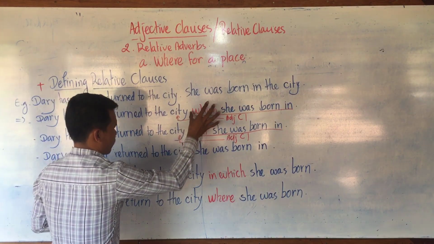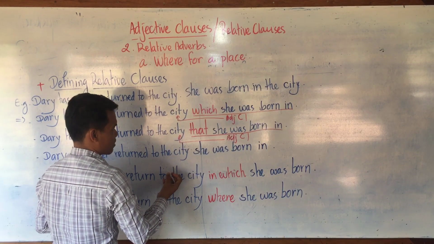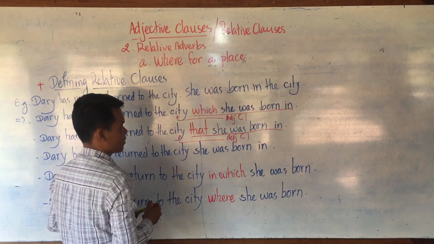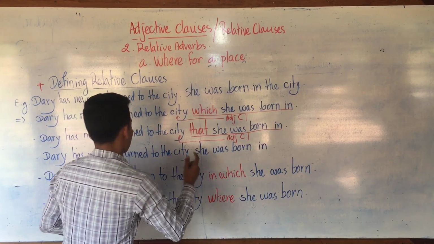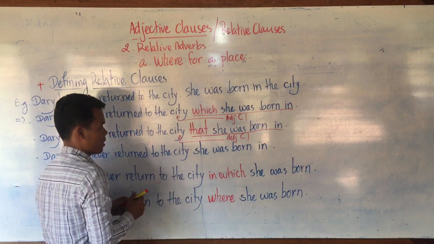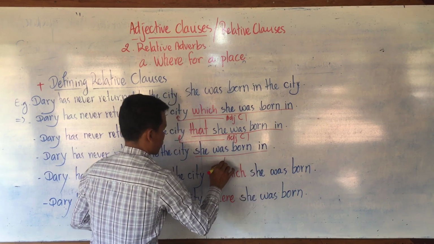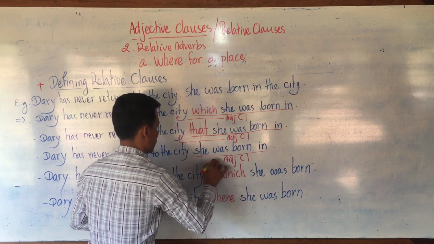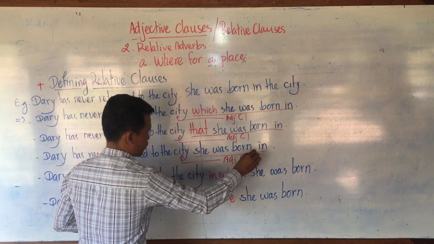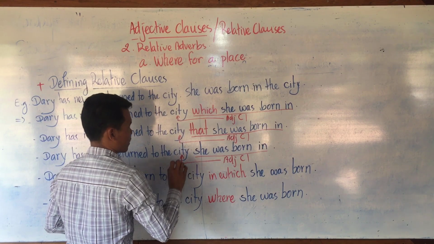When you see a relative pronoun like which or that functioning as the object in a defining relative clause, either object of preposition or object of verb, the relative pronoun can be left out. So we can make one more sentence. Dary has never returned to the city she was born in. So no relative pronoun here because the relative pronoun functions as the object. Also, we can write one more: when a preposition comes at the end of each clause like this, you can place it in front of the relative pronoun.